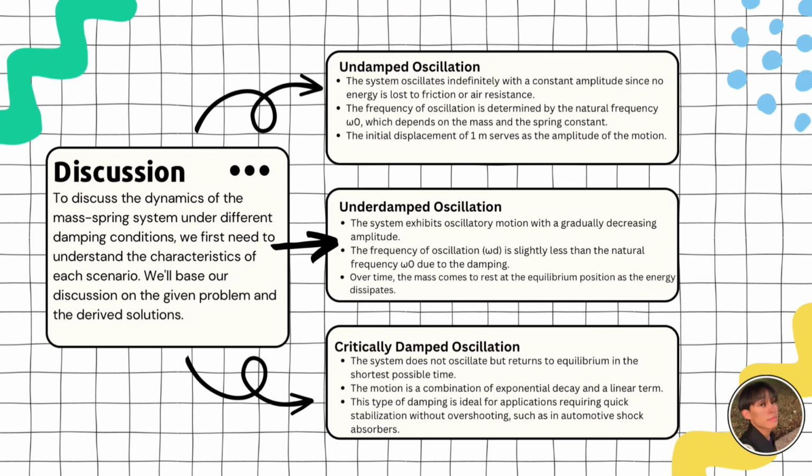For underdamped oscillations, the system exhibits oscillatory motion with a gradually decreasing amplitude. The frequency of oscillation, omega d, is slightly less than the natural frequency, omega naught, due to the damping. Over time, the mass comes to rest at the equilibrium position as the energy dissipates. For critically damped oscillations, the system does not oscillate but returns to equilibrium in the shortest possible time. The motion is a combination of exponential decay and a linear term. This type of damping is ideal for applications requiring quick stabilization without overshooting, such as in automotive shock absorbers.